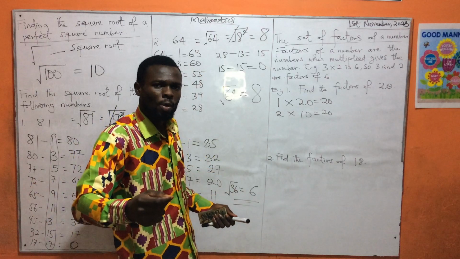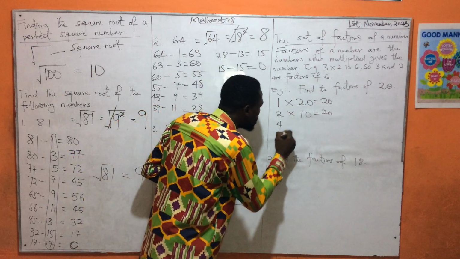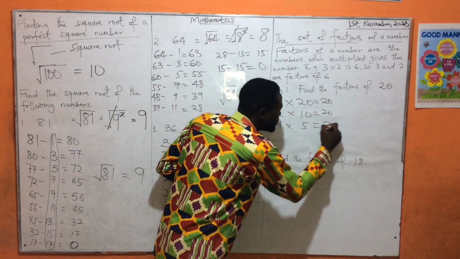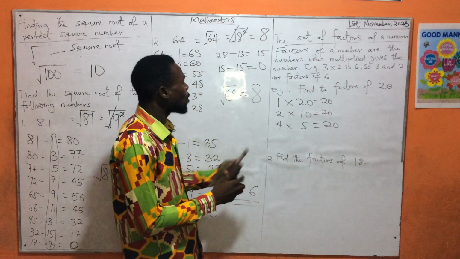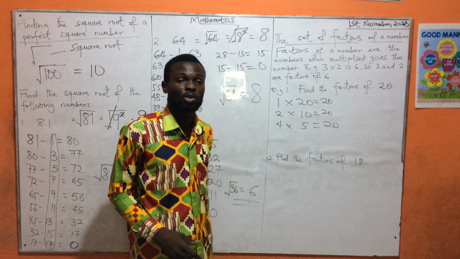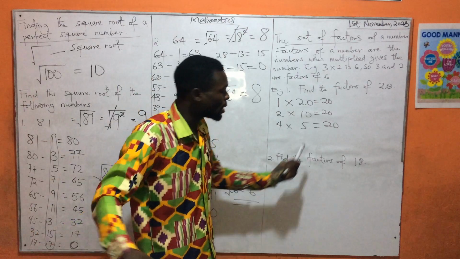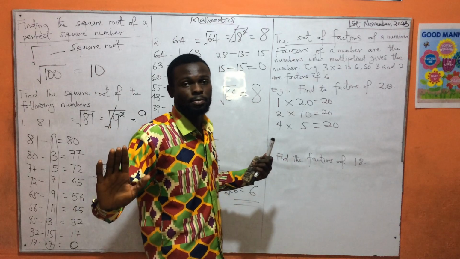Now let's go to 4. 4 times what number will give you 20? 4 times 5 gives you 20. So if 4 times 5 is giving us 20, then these two numbers are factors of 20. From 4, where do we go to? From 4 we go to 5, but we already have 5 here. So that means the mission is what?